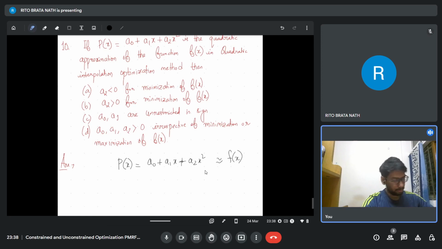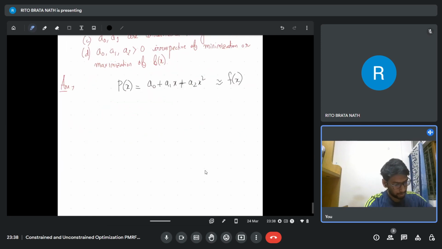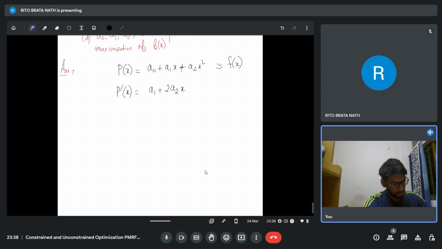So what you can do here is take the first order derivative, p prime x equals a1 plus 2a2x. So that's the first order derivative. Second order derivative is 2a2, right? Now, for a minimization or maximization problem, to find the stationary point, you can set the first derivative to 0 and get x star equals minus a1 by 2a2.